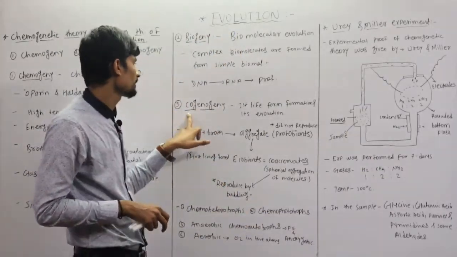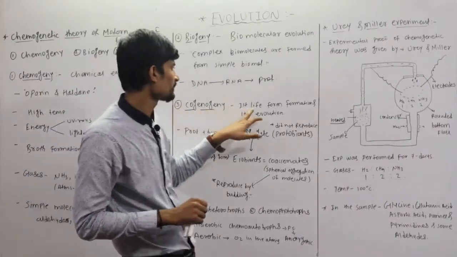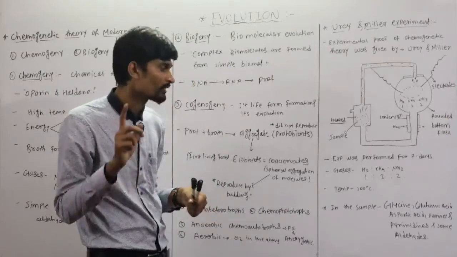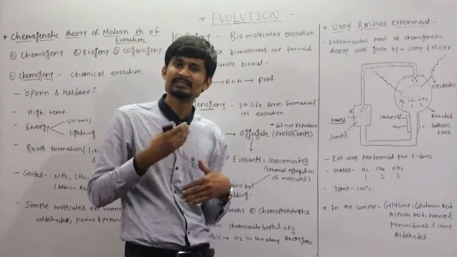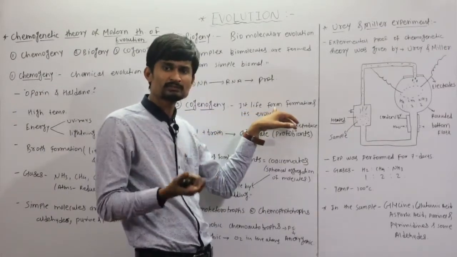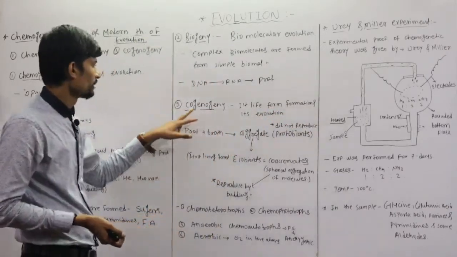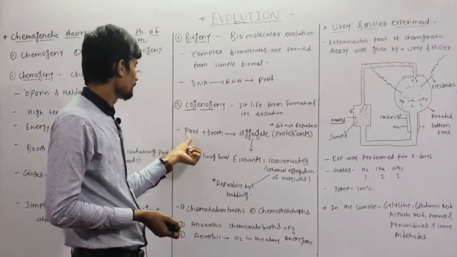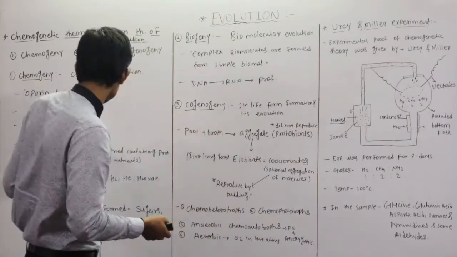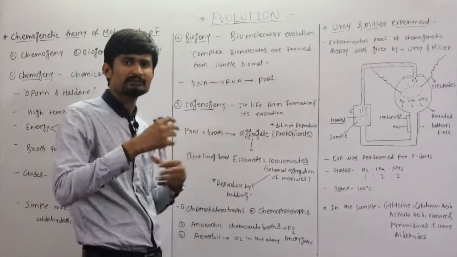Then the third part is cytogeny. This part tells about the first life form's formation, meaning which is the first form of life and how it evolved. So according to this, the proteins which were formed in the biomolecular evolution and the broth which was formed in the chemogeny combine and form a solution.